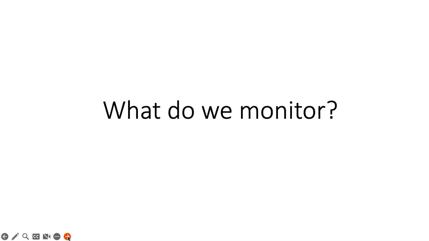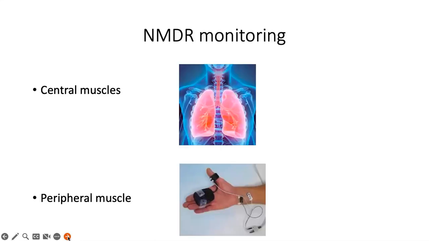What do we monitor exactly? In order to understand the monitoring, you need to understand the main muscles that we focus on when we paralyze patients. When we give rocuronium or succinylcholine, the muscles of interest are what we call central muscles and peripheral muscles. The central muscles that are of interest are the muscles of the pharynx and the diaphragm. Once you get paralysis of the diaphragm, the patient stops breathing. And once the muscles of the pharynx are paralyzed, you lose airway reflexes.